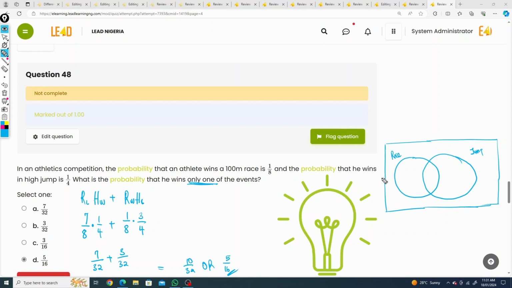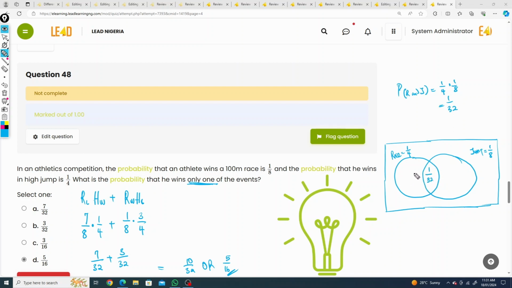So the probability of winning the race is 1 out of 4. Probability of winning the jump is 1 out of 8. Probability of winning both of them, they are independent events, so you can multiply them, right? Probability of winning the race and the jump is 1 out of 4 times 1 out of 8, which gives you 1 out of 32. That means what we have here in the middle is 1 out of 32.